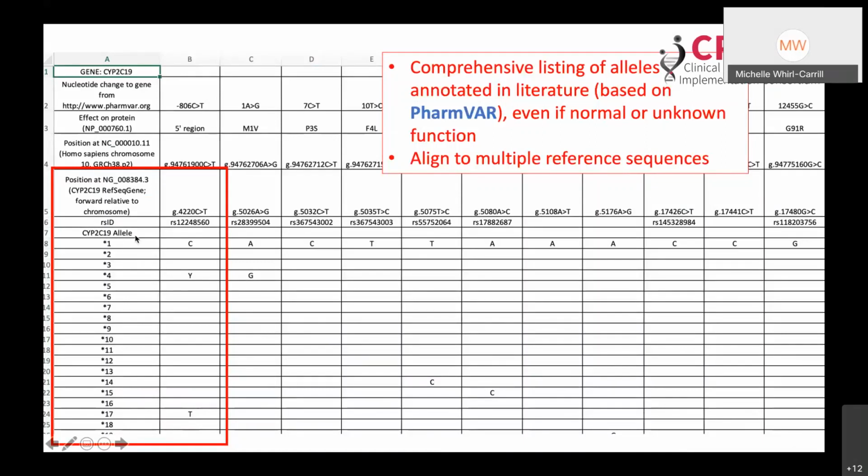And in this case, we're actually back to CYP2C19 and those star alleles I showed you from PharmVar. We show a slightly different representation, but these tables are based on the information that we pull from the PharmVar resource. We also align them to multiple reference sequences so that no matter if people use cDNA or genomic DNA or RSIDs, they're able to identify each variant in every star allele.